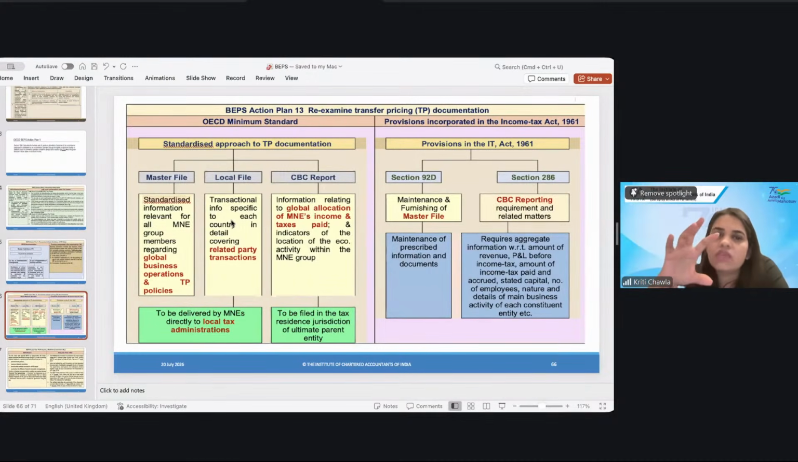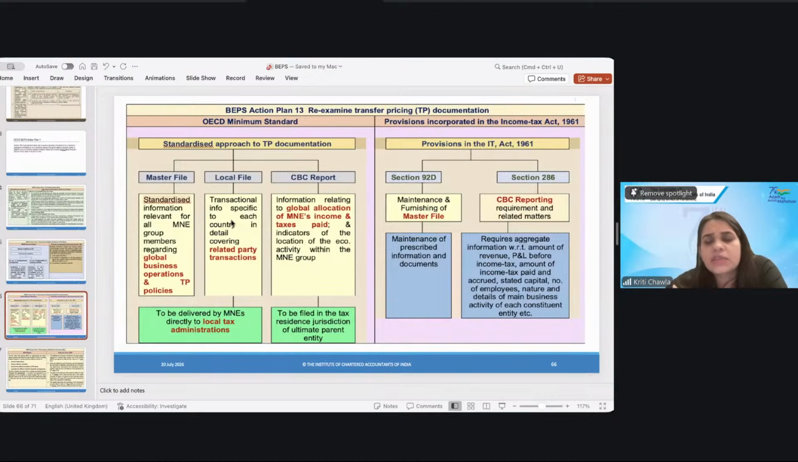Now, as far as the local file is concerned, they said that this is going to include transactional information which is specific to each country, and it should cover all related party transactions. This is to be filed to the local tax administration. Then they said that you should introduce something called a master file, like a standardized information, which is relevant for all the multinational groups, which basically talks about global business policies, global business operations, transfer pricing policies on a more holistic level for the group as a whole.